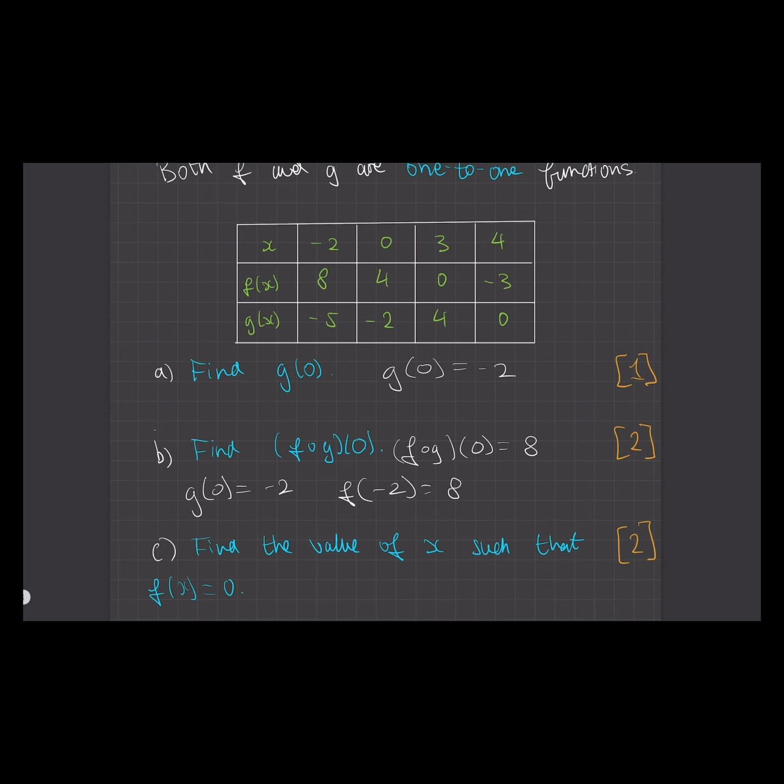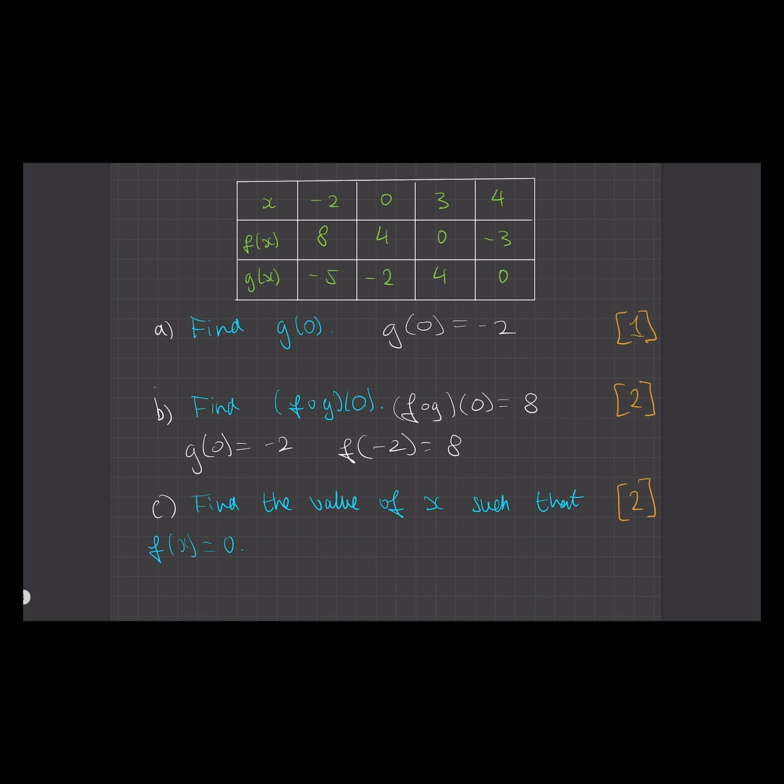So the last part is find the value of x such that f of x is equal to 0. Again, this isn't too bad. Now we just have to do the opposite. We go along, f of x is equal to 0. When is this true? When x is 3. Right? So we can just say x equals 3.